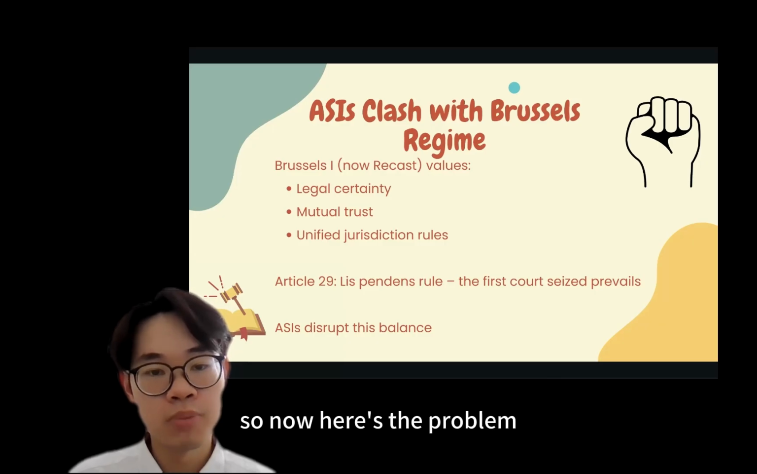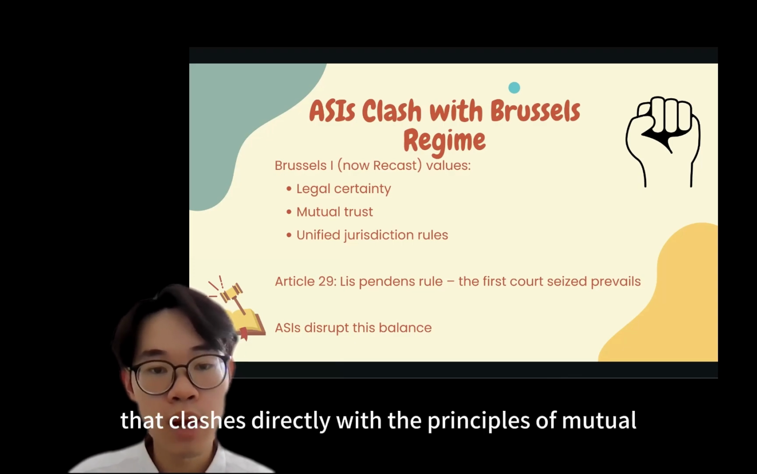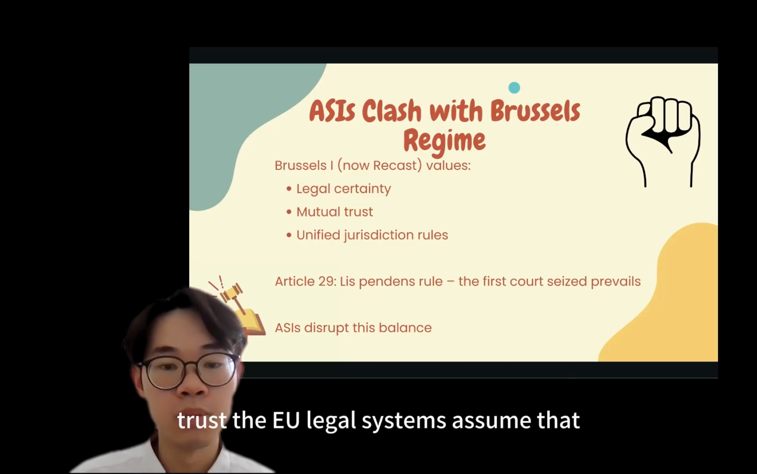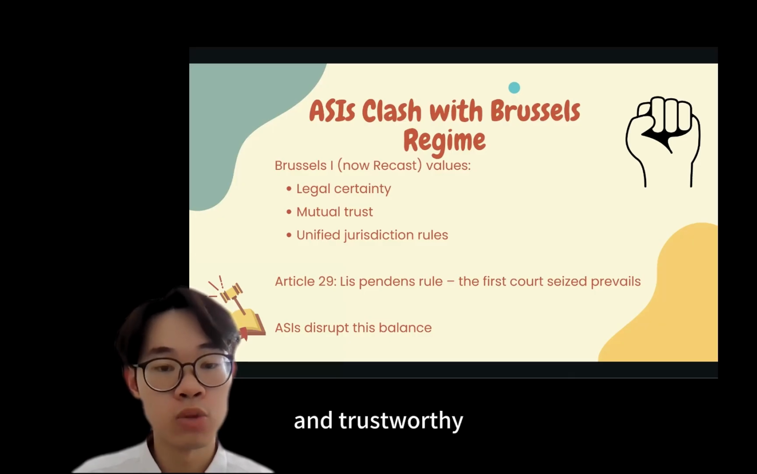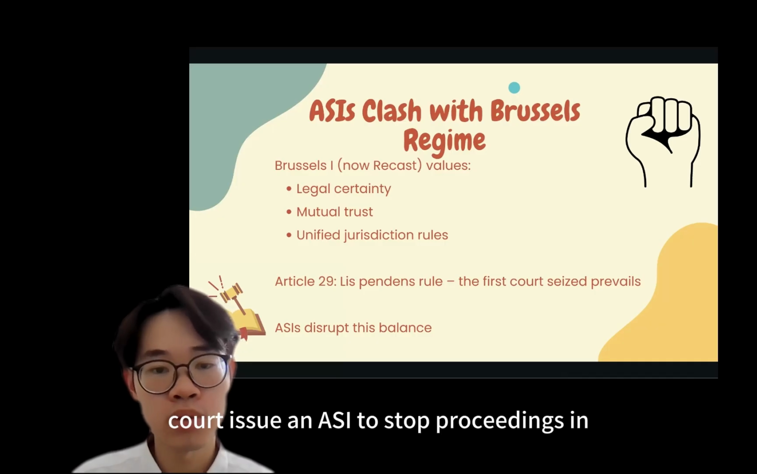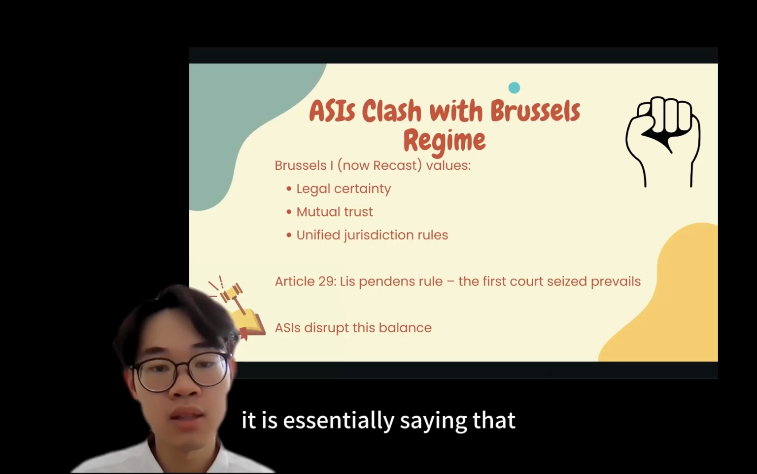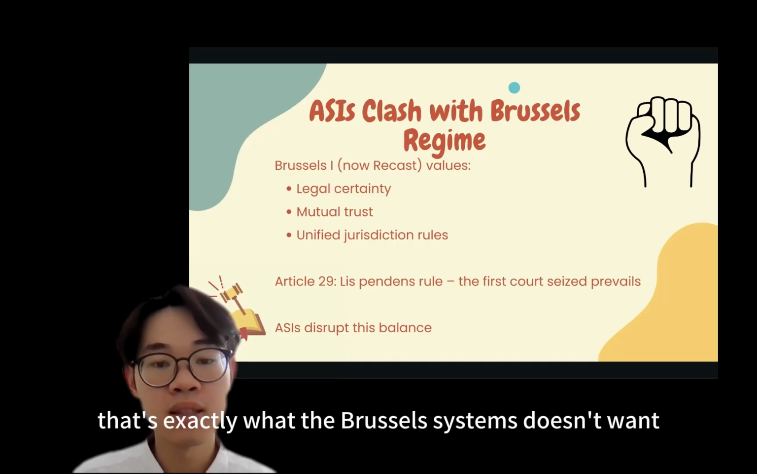So now, here's the problem. ASIs allow one court to stop proceedings in another's jurisdiction. That clashes directly with the principle of mutual trust. The EU legal systems assume that all member states' courts are equally competent and trustworthy. So if an English court issues an ASI to stop proceedings in, say, France or Spain, it is essentially saying that we don't trust those courts to decide fairly. That's exactly what the Brussels system doesn't want.